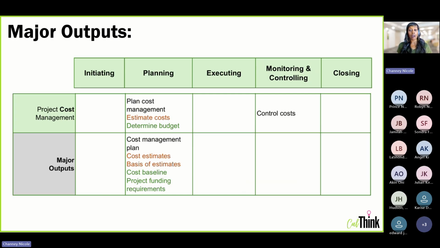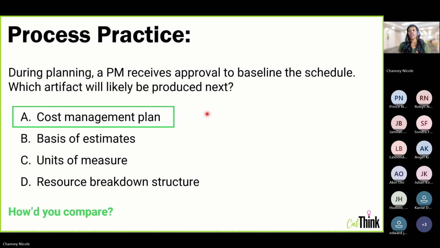So if we go back to our answer choices here, cost management plan we know comes next, which is the right answer. Basis of estimates sounds like it might be right, but this is more of a justification of how you get your estimates, right? It's not going to be produced next because that is what you're going to use to estimate your costs. You're going to itemize all of your costs. That comes after your cost management plan. So it's skipping a step if you pick this choice, right? You got to follow the flow of the process grid. Plan cost management comes before estimate costs. That's why cost management plan is the more correct choice in this list of options.